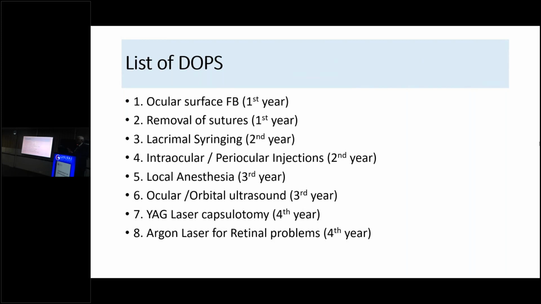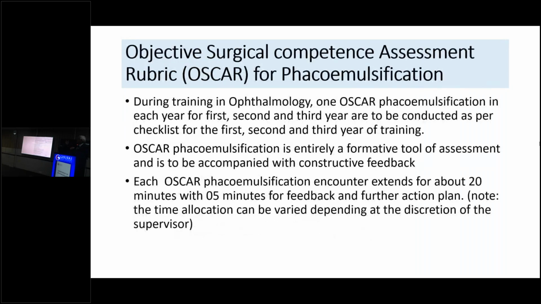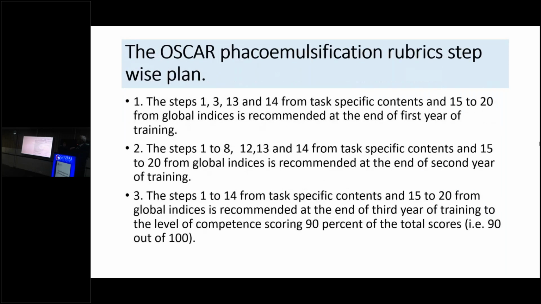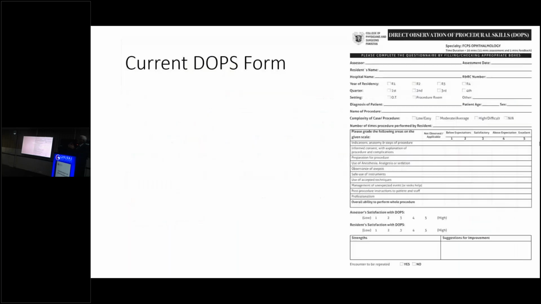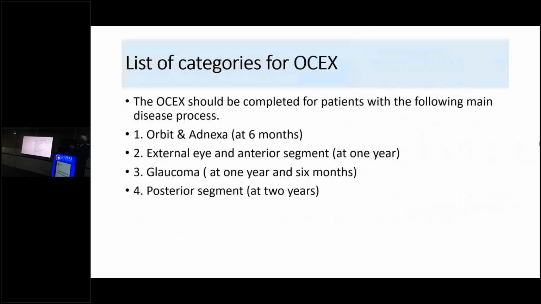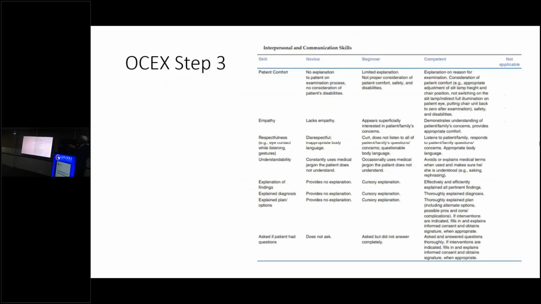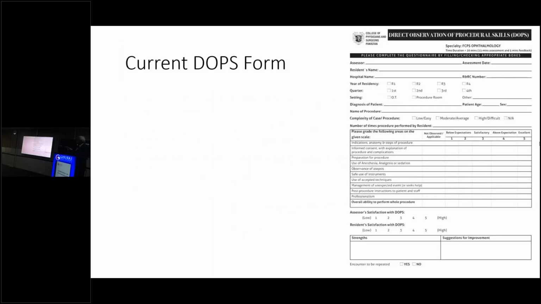If I just show you the DOPS form, the main thing is you explain to the patient what you're going to do, then you do the prep for the procedure, then the anesthesia, you observe the asepsis step, and then the steps are done correctly. If there's any problem, you ask for help. The important thing is the assessor's satisfaction, then the resident satisfaction. Both are concurrent with that.